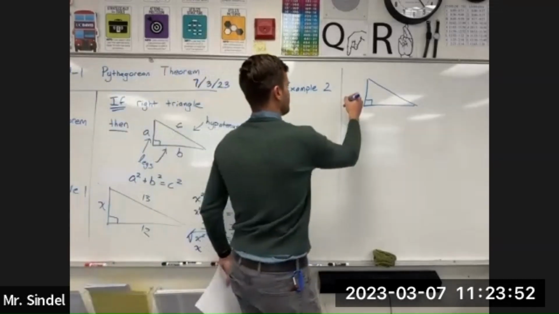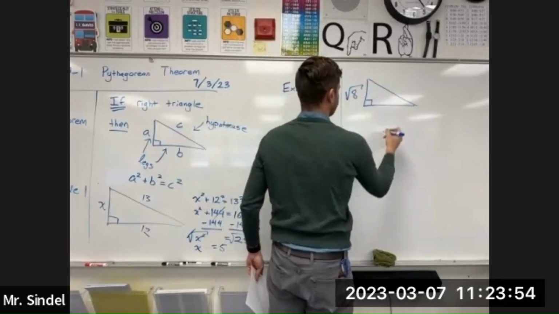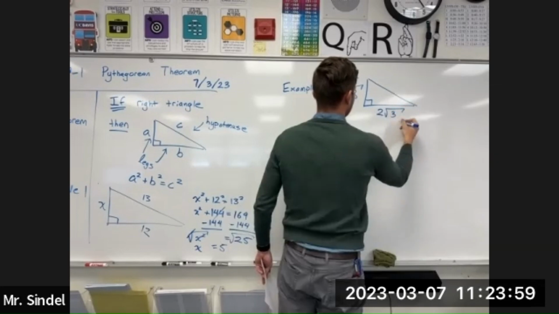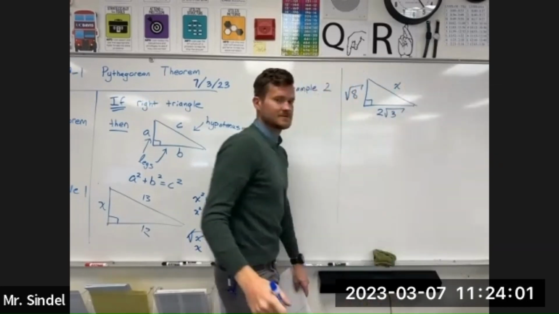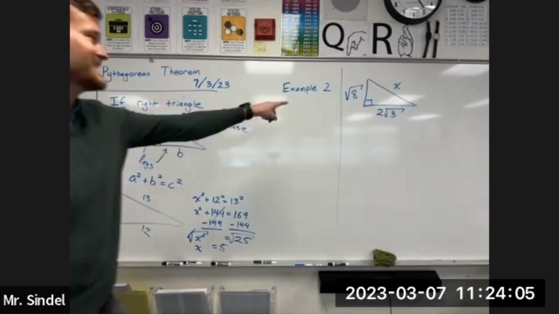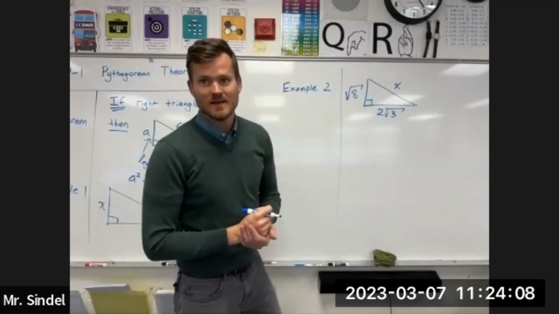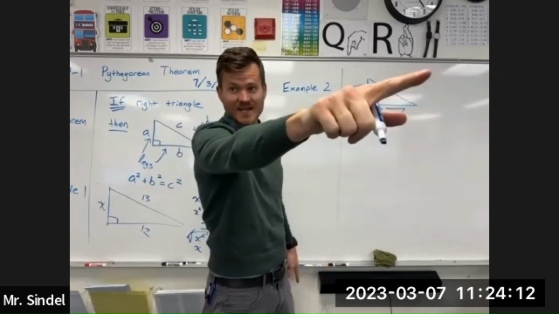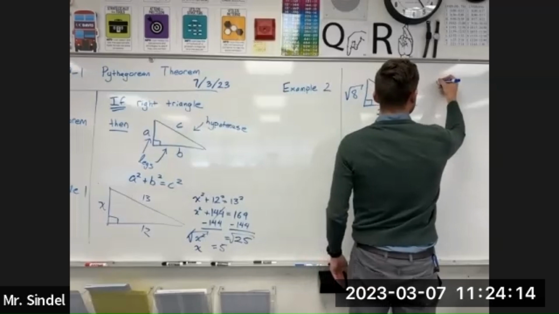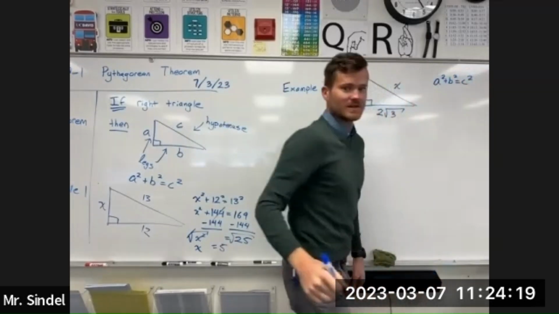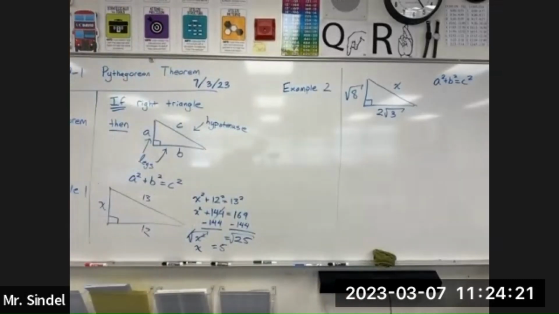What do I have? The square root of 8, 2 square root of 3, and x. Mr. Sindel, they put square roots in it. That's hard. How do I deal with that? You just do it. You have a squared plus b squared is equal to c squared. I'm worried that Zoom kids are now off the board. Can they see? They can see.